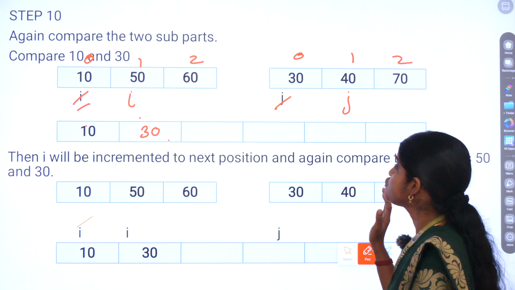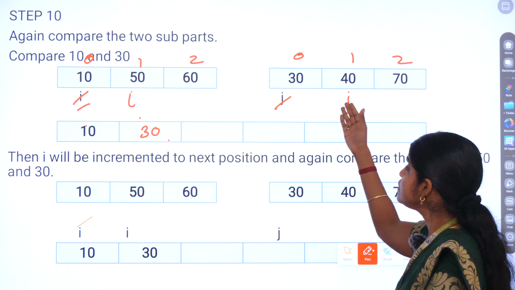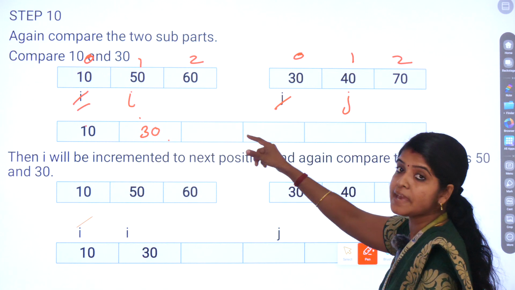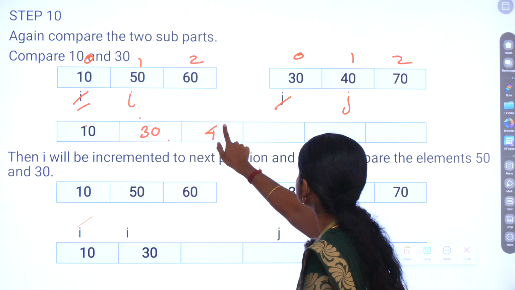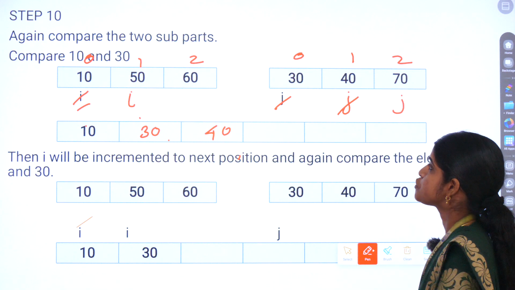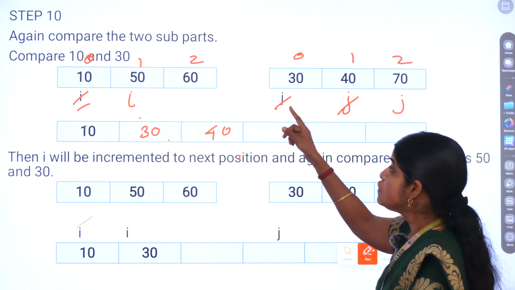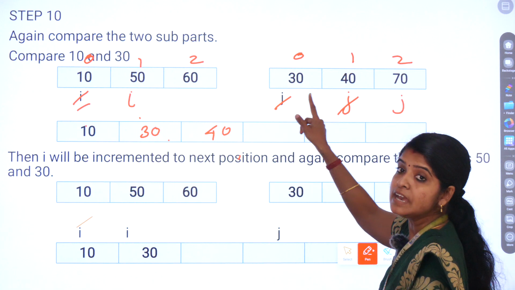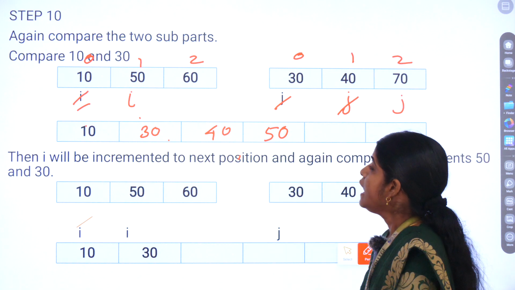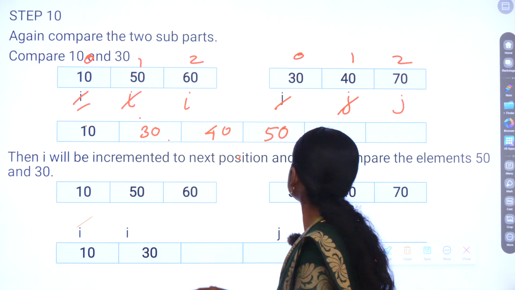Now we want to compare 50 and 40. Here 40 is less than 50, so 40 will be placed in the new array. Again the J value will be incremented to the next position. After that we want to compare 50 and 70. So 50 is less than 70. We need to place the 50 in the new array. Again the I value will be incremented to the next position.